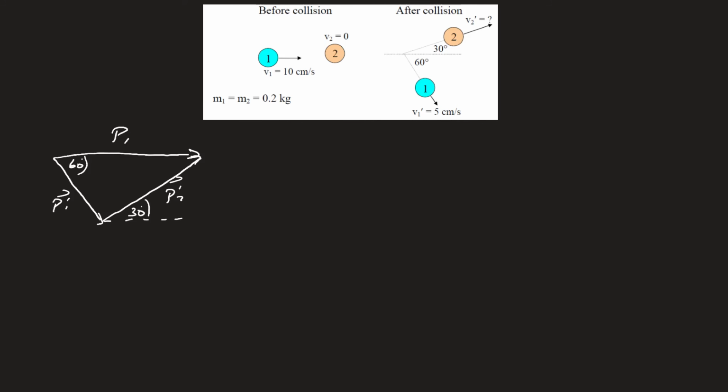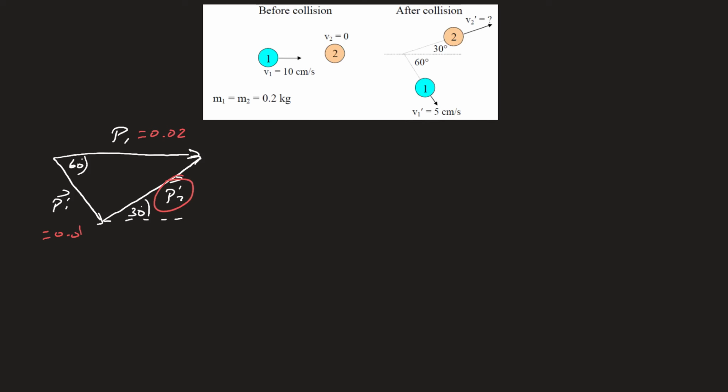So I've redrawn my triangle here, and we can actually identify what we know. So I know at least some of the angles here. I know that P1 is equal to 0.02, and I know that P1 prime is equal to 0.01. Well, if I have two sides and I have the angle across from the side I'm looking for, this leads me to using the cosine law.